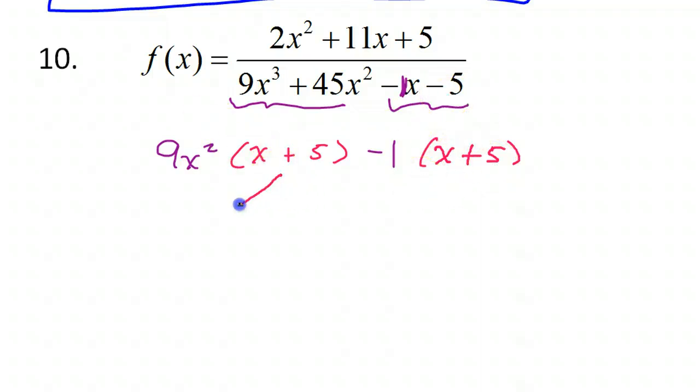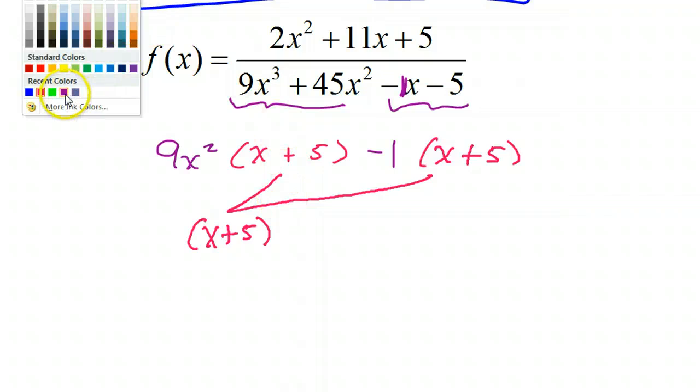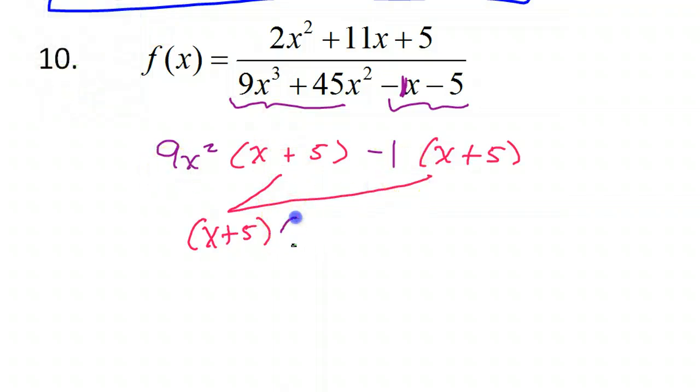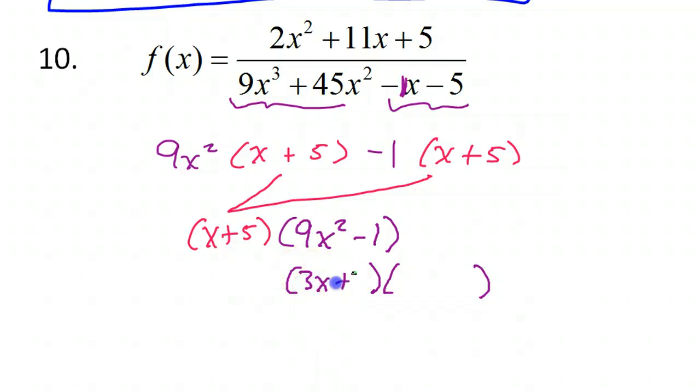Since these x plus 5s are the same, I can pull x plus 5 out front. That's going to leave behind 9x squared minus 1. Wait a minute. Are you seeing what I'm seeing? That's right, difference of 2 squares. This can totally factor further. How will it factor further? 3x plus 1 times 3x minus 1.